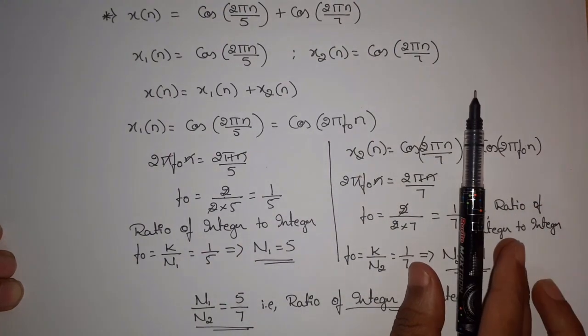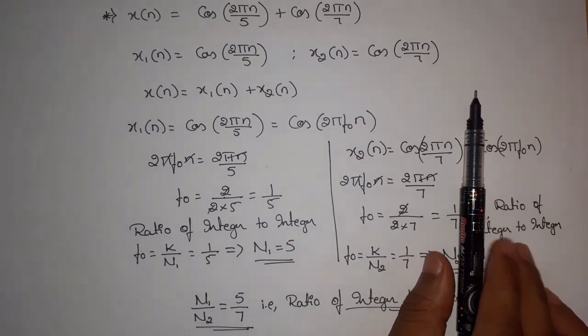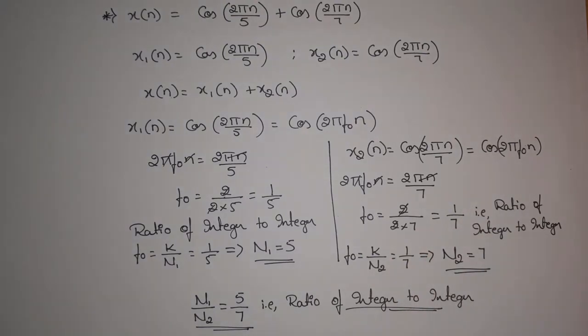Hope you people got the idea of periodicity of signals for discrete time signals with cosine values.